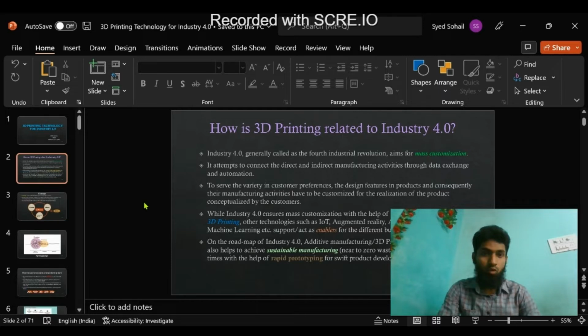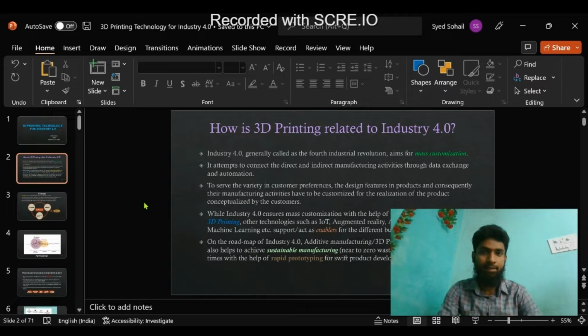If we are to give weightage to the customer preferences, each customer has their own preferences. To accommodate all those design features in the products, the activities have to be different because the features require different manufacturing activities. So to serve the variety, you have to have a customization in the manufacturing activities. That's a natural consequence.